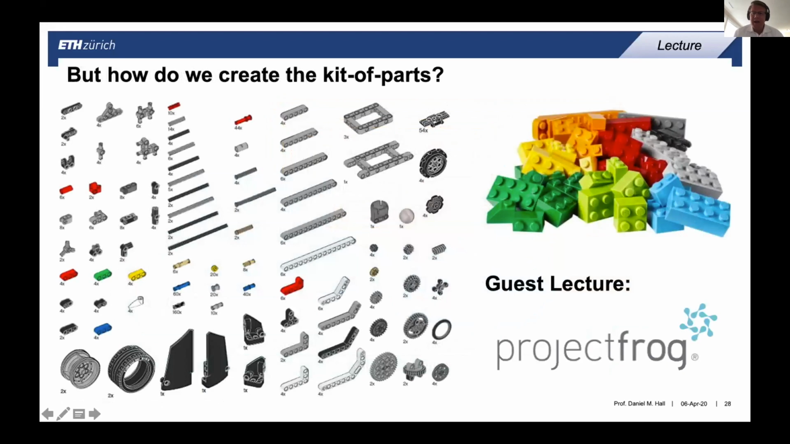All right, I'm going to end here with my little brief before our guest lecture. This is some nice theory and some nice examples that we started with in today's lecture, but I think there's still a question: how do we create this kit of parts? How do we create these configuration rules? It's great from an academic perspective, but how can industry create these rules and these parts? And that's going to be exactly what our guest lecture will be from Project Frog after the break.